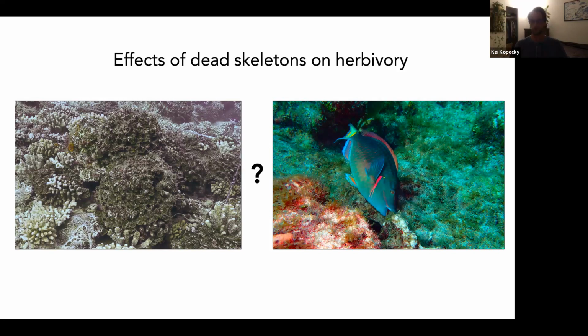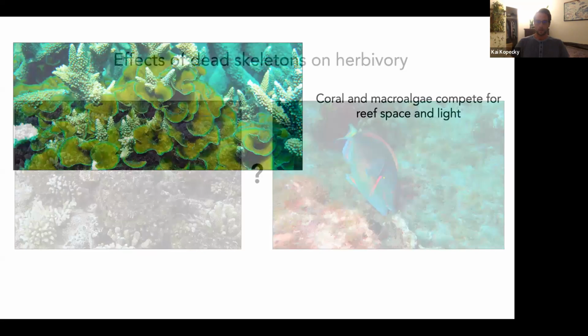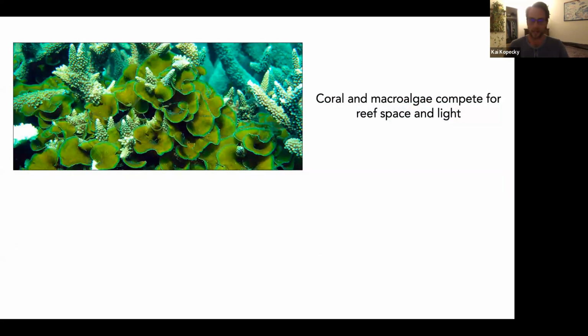Maybe you've heard of herbivory before. It's basically the process of animals eating plants, right? And in coral reefs, what that looks like is fish, in this picture here, this is a parrotfish, eating algae. So I wanted to take a closer look at this because it's really important to understand how this process of herbivory is affected, because herbivores help remove algae off the reef.